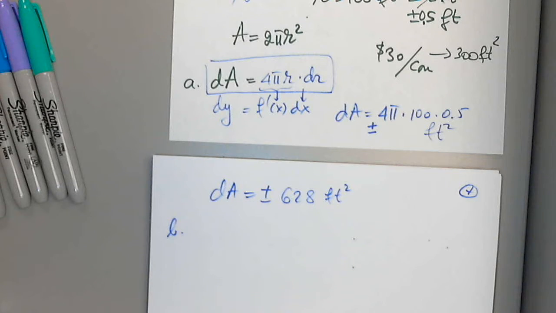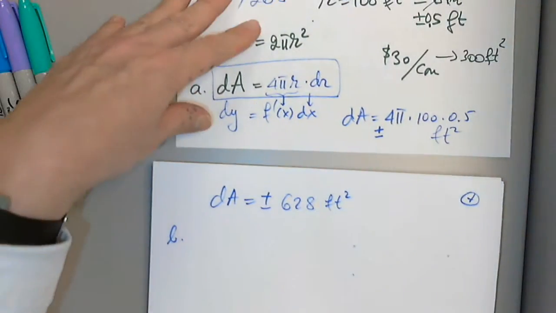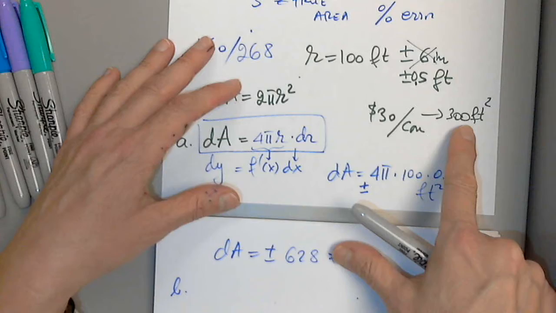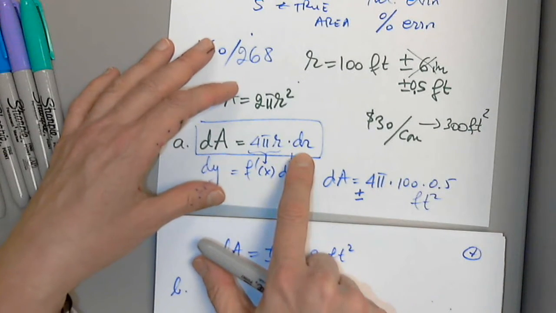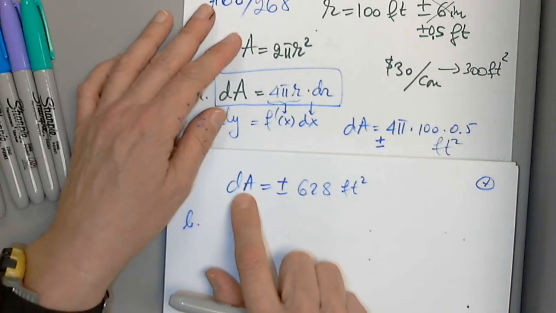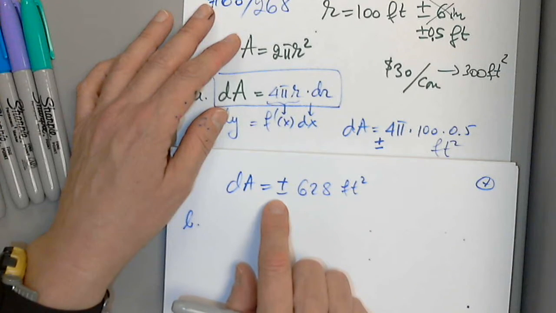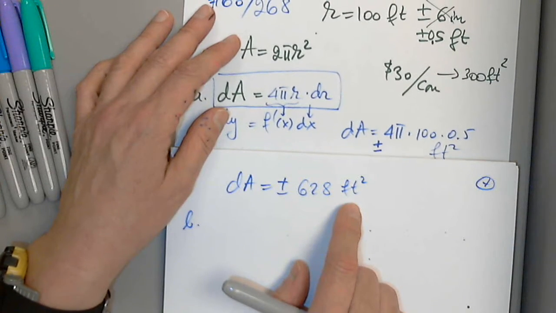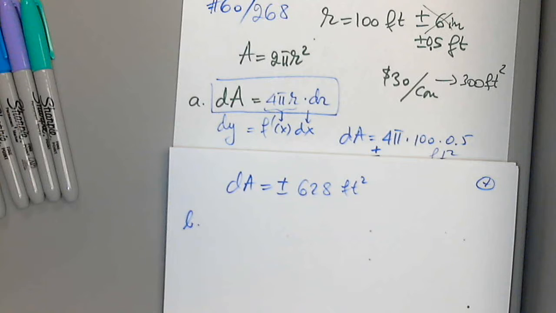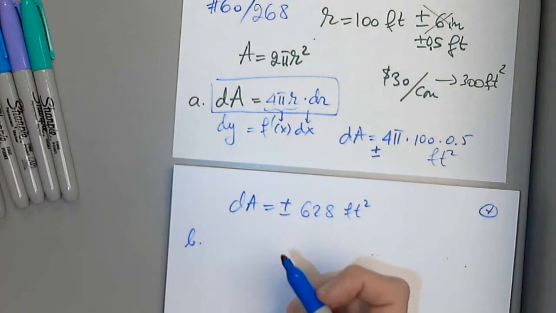Assuming the painters cannot bring partial cans of paint to the job, how many extra cans should they bring to cover the extra area that they may encounter? So, 300 square feet per can. But the error in the radius created an error in the area of 628 square feet. So how many more cans? And they cannot buy partial cans.